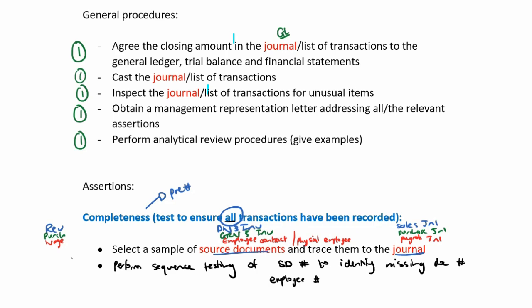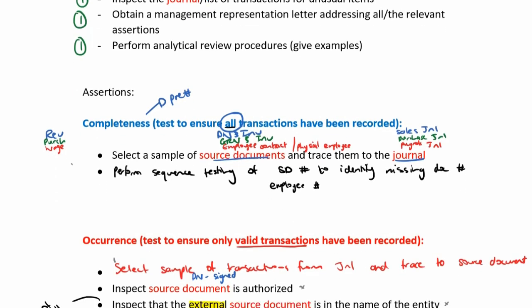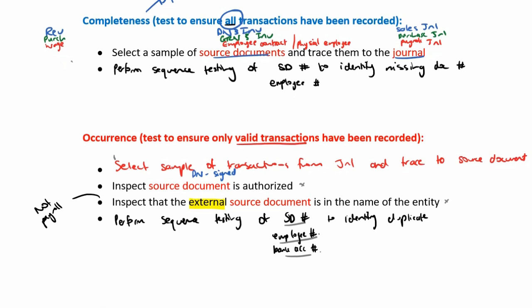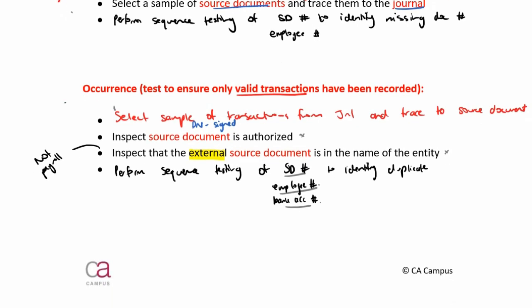Then, I don't need to worry about the completeness because it's one transaction, so I'm not looking for samples, but I still need to test the occurrence. Is this a valid transaction? I don't have to get a sample, but I do have to agree that this was authorized. So for the loan to be authorized, I'm going to have to look at the minutes of meetings. I know that this is what I need to because of the finance and investment cycle. And I need to look at the loan contract.